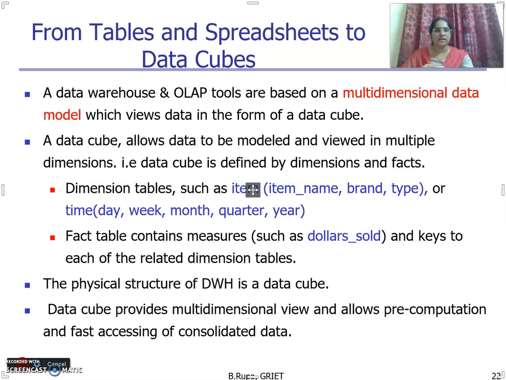A data cube allows data to be modeled and viewed in multiple dimensions. That is, a data cube is defined by dimensions and facts. We call them dimension tables and the fact table. Dimension tables are such as item and time. Each dimension table contains its own attributes, such as item name, brand, and type. The fact table contains the measures such as dollars sold and units sold, and it also contains the keys to each of the related dimension tables. The physical structure of a data warehouse is the data cube structure.